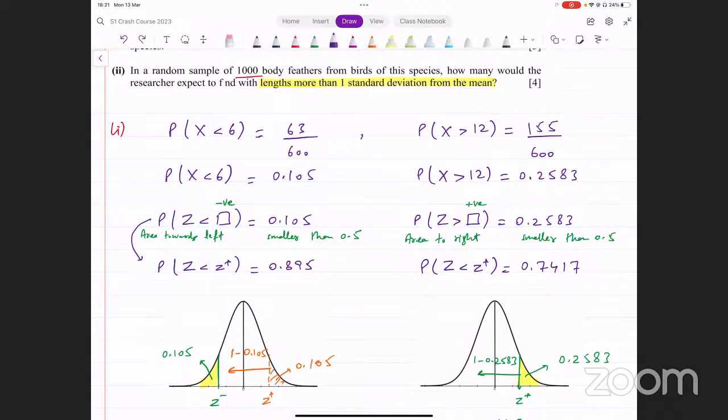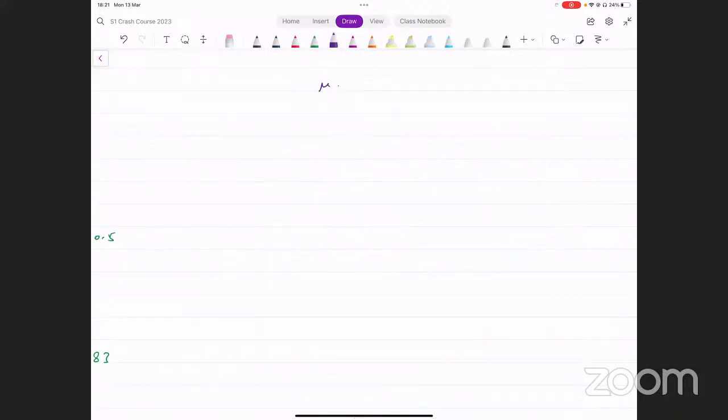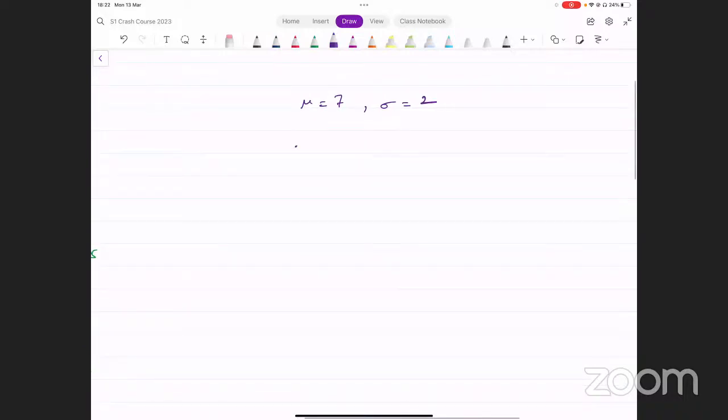Now think about this. Let me give you an example first of all. Let's say the mean for a distribution is 7 and the standard deviation is 2. What does it mean to be more than one standard deviation from the mean? What it means is you should either be less than 5 or greater than 9. If we were to represent this on a number line, you have 7 in the middle. One standard deviation is 2, so you need to be more than 2 units away from the mean. So you either are to the right of 9 or to the left of 5. That's what it means.